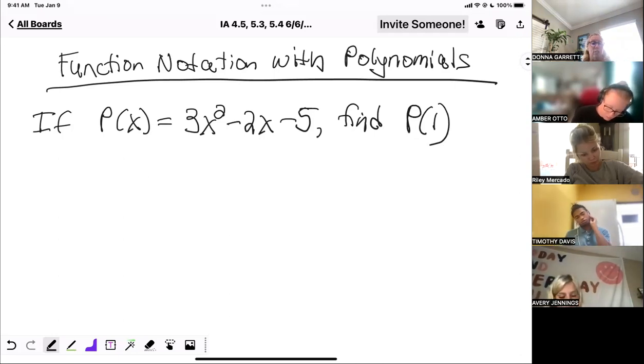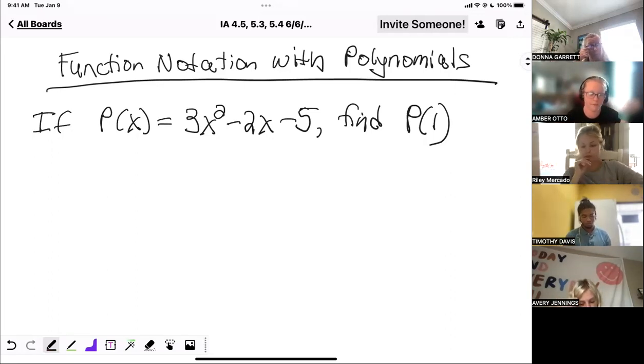That means function notation. If P of X equals a polynomial, notice it's a trinomial, 3x squared minus 2x minus 5, find P of 1. So the P just stands for polynomial. I just made it up. It could be f of x, g of x, anything.